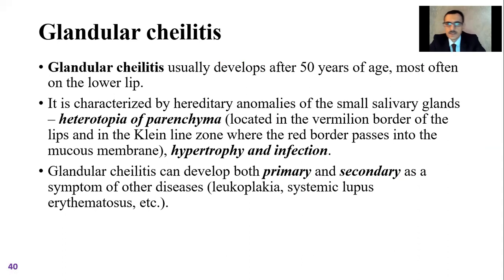Glandular cheilitis usually develops after 50 years of age, most often on the lower lip. It is characterized by hereditary anomalies of the small salivary glands, heterotopia of parenchyma, located in the vermilion border of the lips and in the Klein line zone where the red border passes into the mucous membrane, hypertrophy, and infection. Glandular cheilitis can develop both primary and secondary as a symptom of other diseases such as leukoplakia, systemic lupus erythematosus, etc.